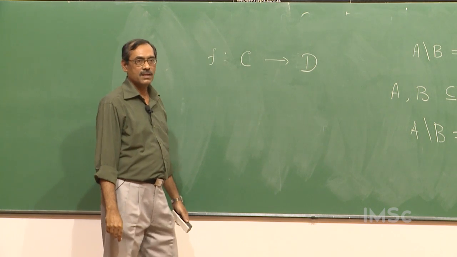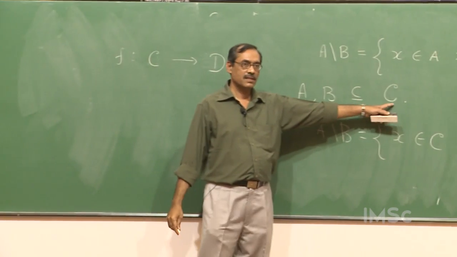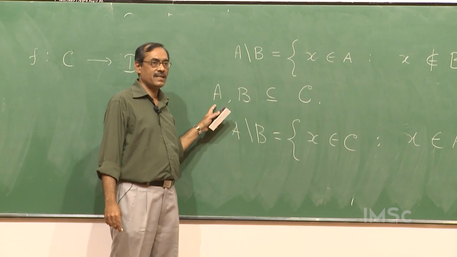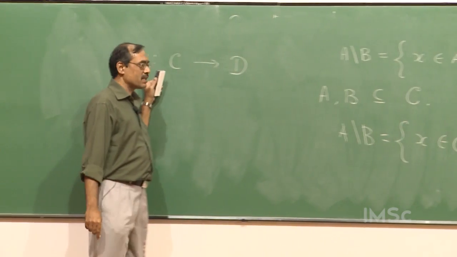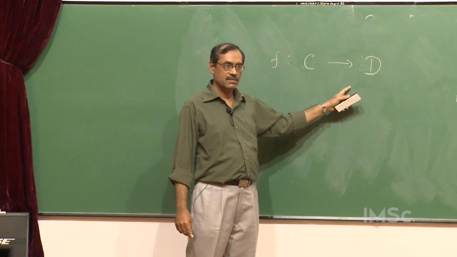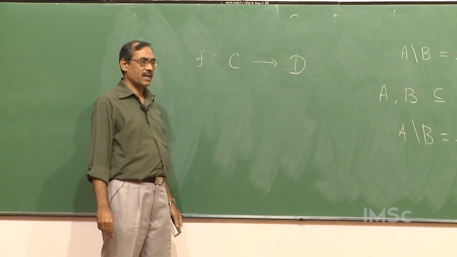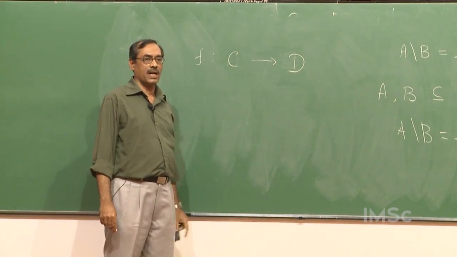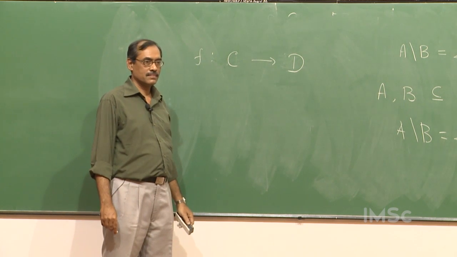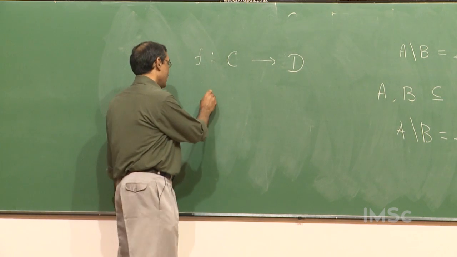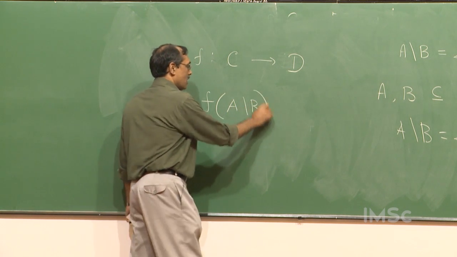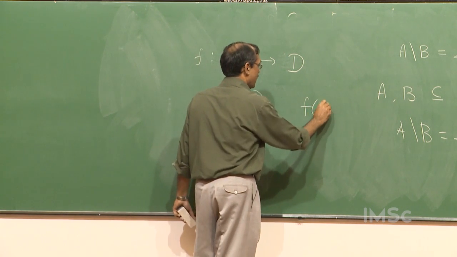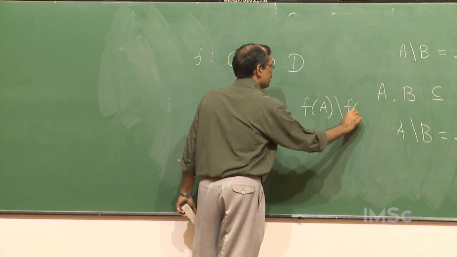What I have done? I have a big set C. I have subsets A and B. Then I am considering a function from C to D. Now, I am giving that f is 1 to 1. What can you say about this f of A minus B, and on the other side f of A minus f of B?